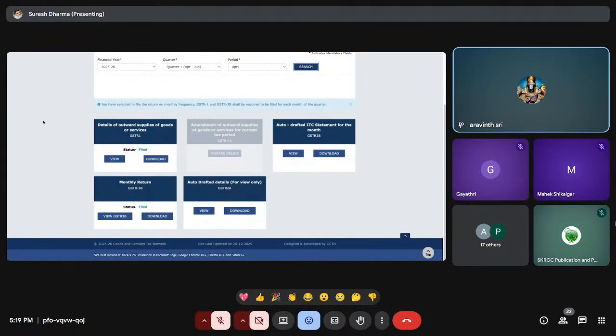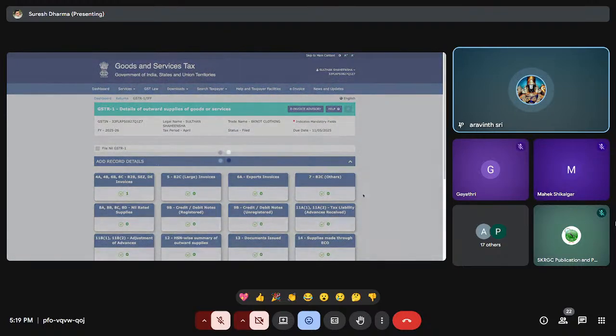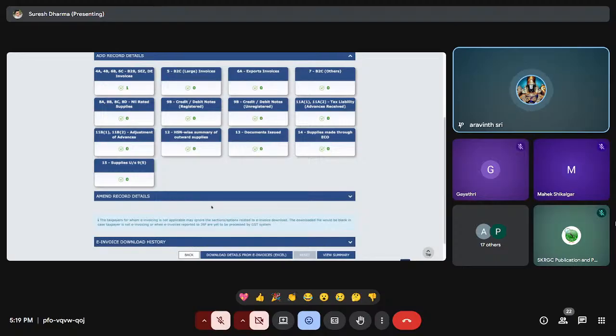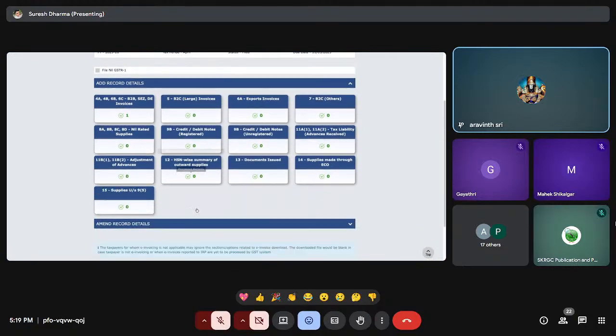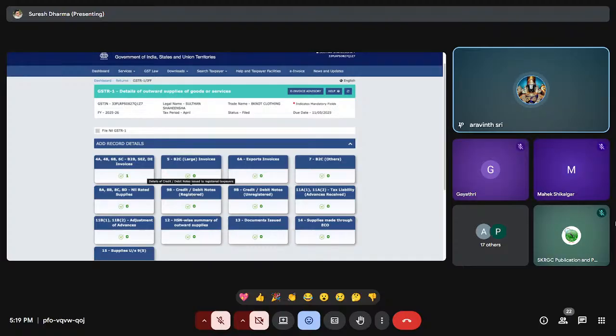Here I have already filed for my client. The details are outward supplies of goods or services. What does outward supply mean? Say I am the proprietor, the owner of my business. I sell goods or I provide services to the customers. I do the service and I collect consideration, or money, from the customer.